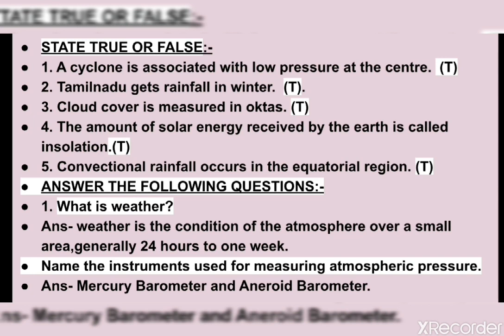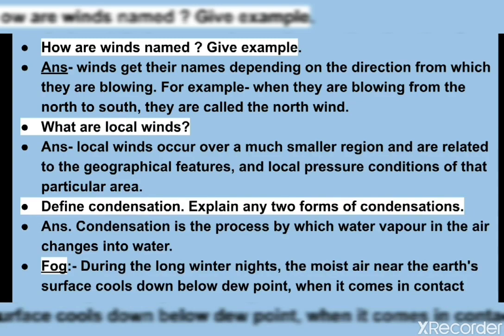Next, answer the following questions. Number 1, what is weather? So you'll write, weather is the condition of the atmosphere over a small area, generally 24 hours to 1 week. Next, name the instrument used for measuring atmospheric pressure. So the answer is mercury barometer and aneroid barometer.